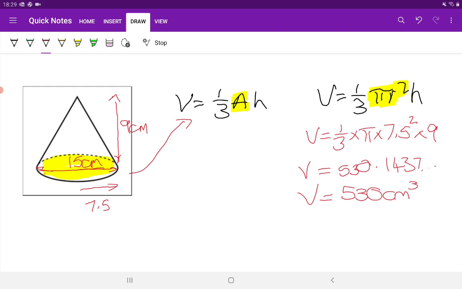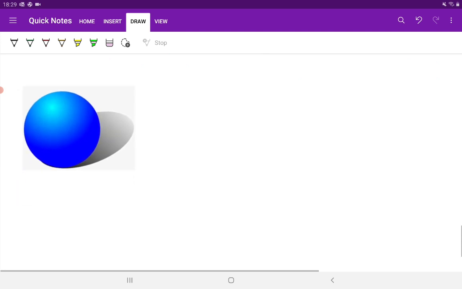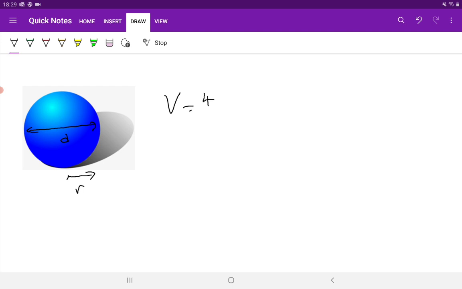So we've looked at prisms, we've looked at pyramids, and then the final one is the sphere. Now, the sphere in some ways, guys, will be much easier. The only thing you've got to remember when we're doing sphere questions is to check whether you're given the diameter or you're given the radius. We're always going to want the radius, because the formula is 4/3 of pi r cubed.